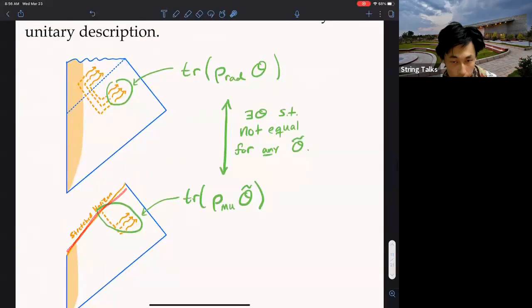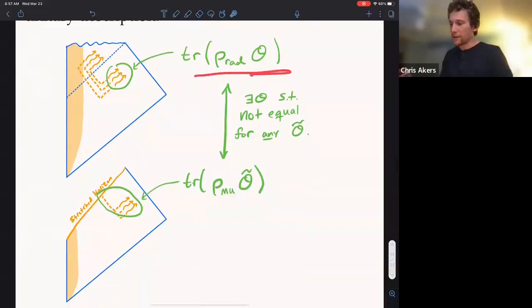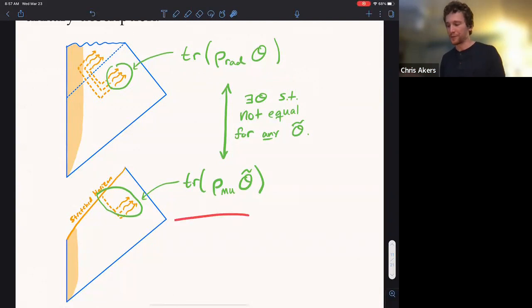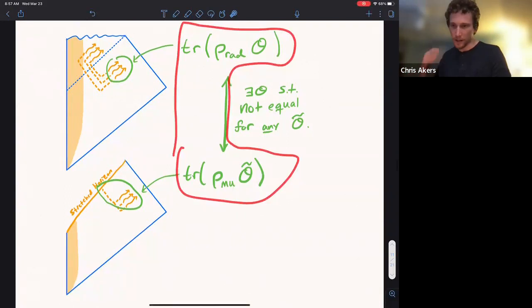And so the philosophy here for why we don't trust the semiclassical description for all observables is, in this code language, that there are some operators that are not reconstructible into the physical picture. So there exist some O's here such that there's no O tilde such that these two expectation values would give you the same thing.